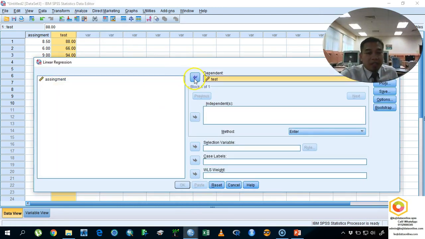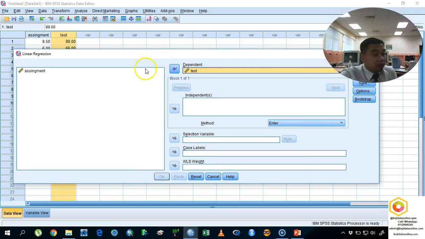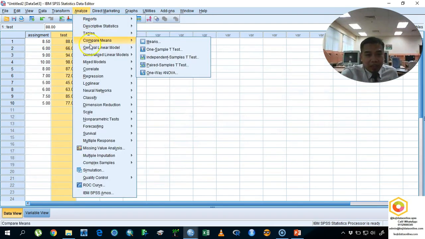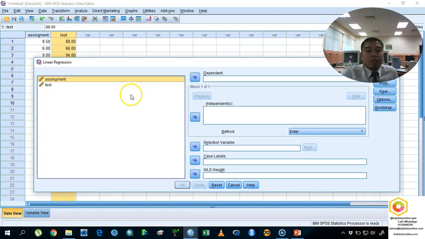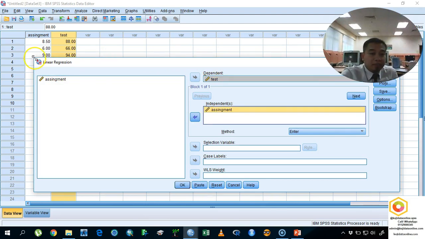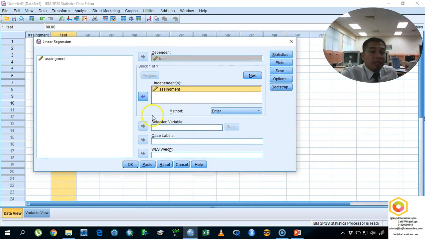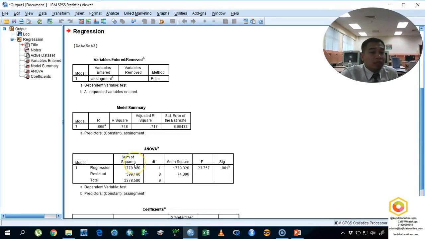And then what is our dependent? Our dependent will be assignment, correct or not? Sorry, our dependent will be test. Sorry, my bad. Analyze, Regression, Linear. Okay, the first one, put your dependent, which is the test, and then assignment as your independent, which is your factor. Okay, this is just an example. And then there are lots of adjustments that you need to set for this radio button. However, for this particular example, I'm just going to click OK to run it overall. Okay. So just click OK button.